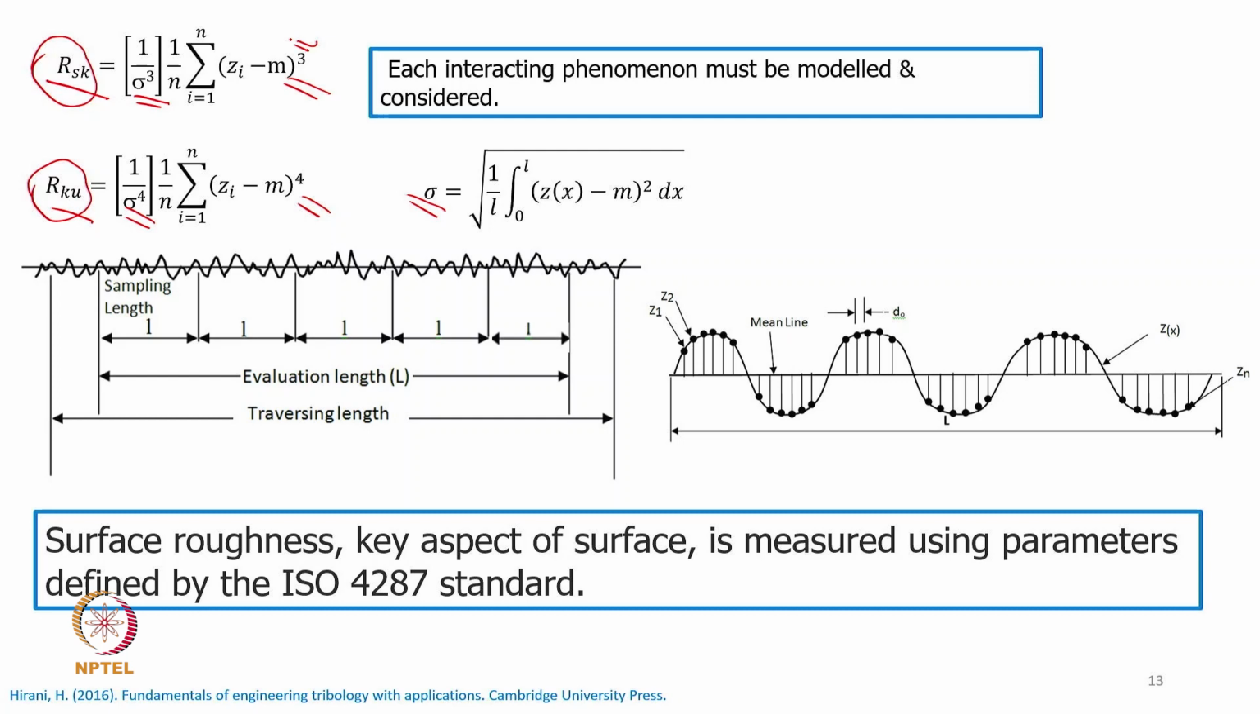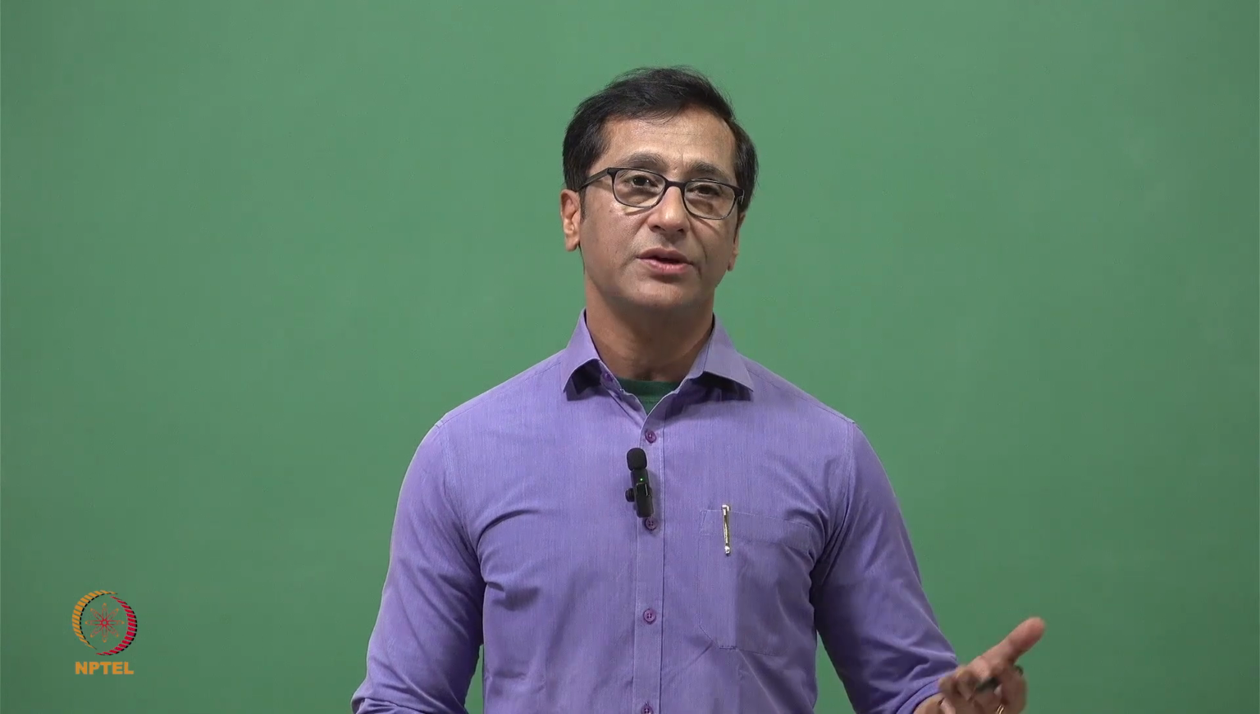Reason being, here is the cubic length, or the power cube and power 4, and this is what we are using here. This is the sampling length, and this is the evaluation length that has been shown. Whenever we use a profilometer, they use a traversing length also, and they neglect the initial sample and the final sample also. This is as per the standards they follow.